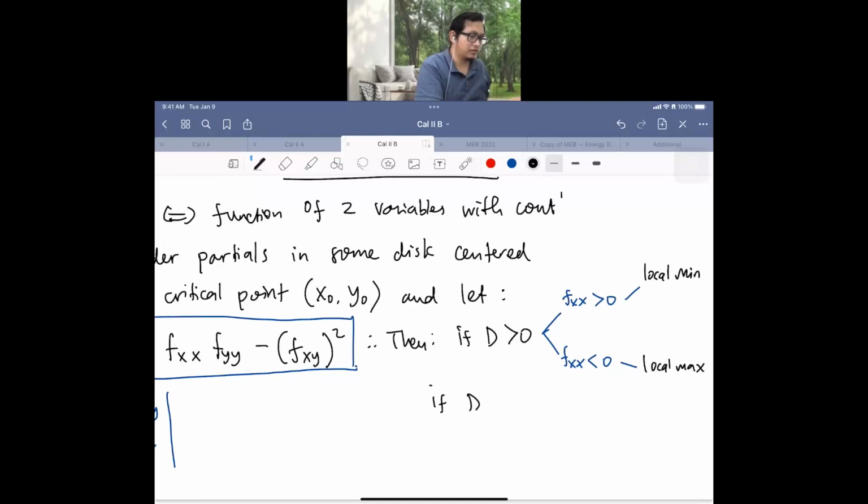If D is less than 0, now the (x0, y0) is a saddle point. And if D equals 0, it's inconclusive.